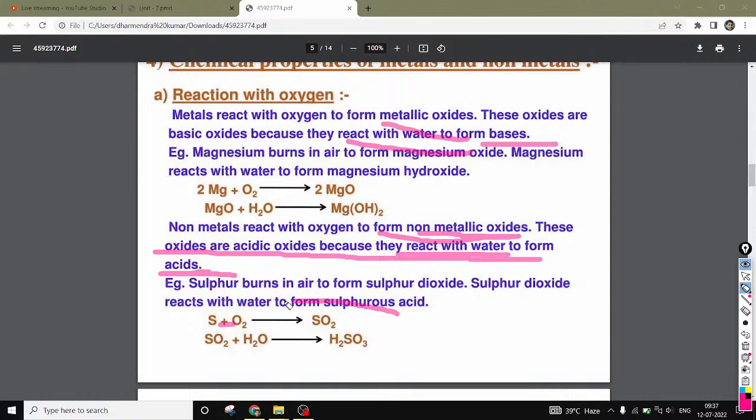Here are some reactions. Sulfur is a non-metal, and when sulfur reacts with oxygen, which is also a non-metal, they form sulfur dioxide. And when this sulfur dioxide reacts with water, it forms sulfurous acid, which is acidic in nature. So you must remember these two points so that it will be understandable to you.